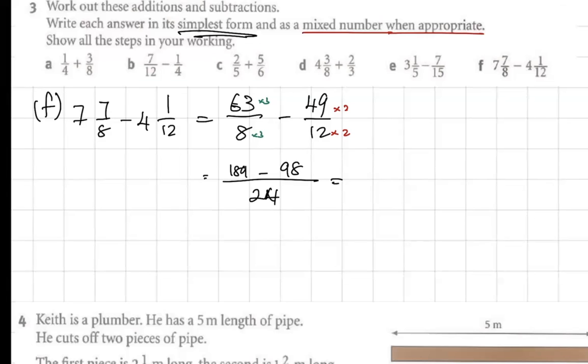189 minus 98, 91 over 24. We get 3, 17, 19 over 24. Yes, precisely.